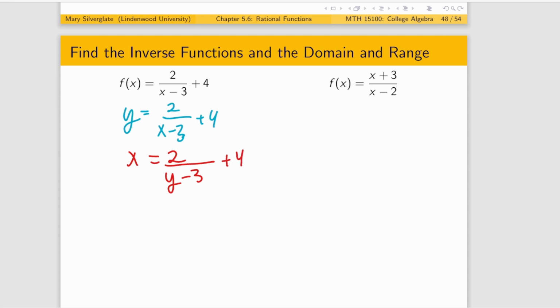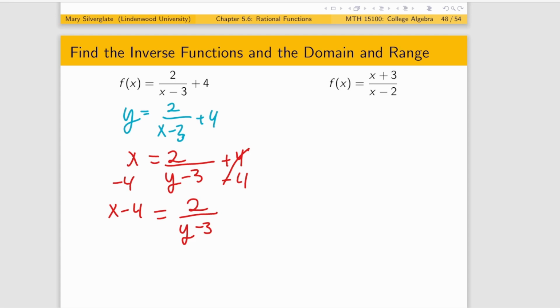And then your goal will be to solve for y. So what do we want to do first? Well, we want to get this rational function part by itself, so I might undo the adding 4 by subtracting 4 on both sides. Then I get x minus 4 is equal to 2 over y minus 3.